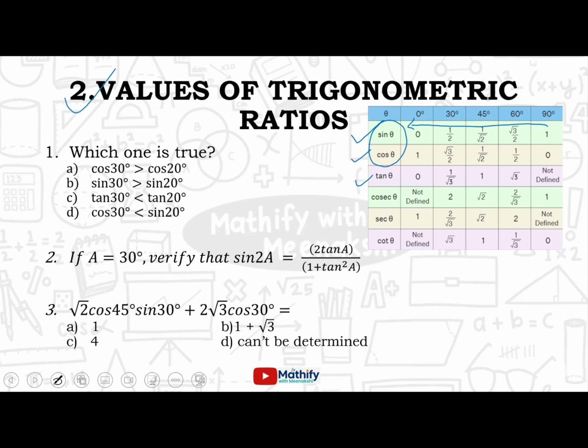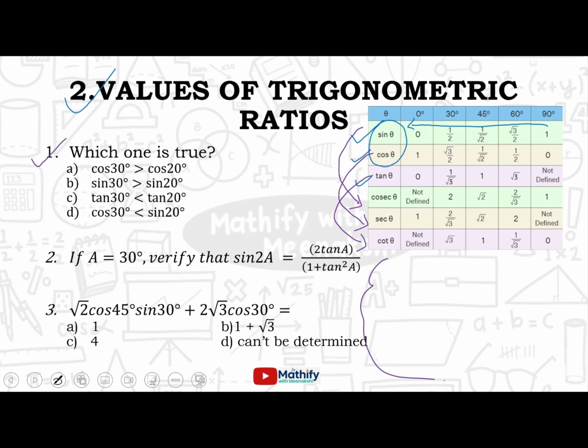For cosec, it's the reciprocal of sine. For sec, it's the reciprocal of cos. And for cot, it's the reciprocal of tan. So in case you know the values of sine theta, you can find the values of other trigonometric ratios too. Now let's see question number 1. Which one is true? Now they're comparing ratios.